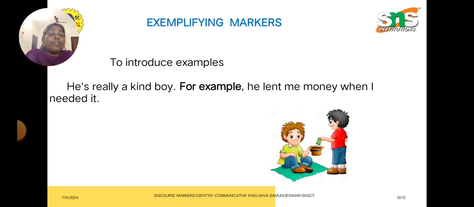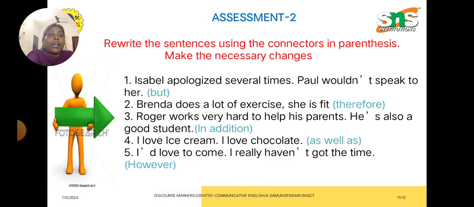And exemplifying markers, to introduce examples. He is really a kind boy. For instance, he lent me money when I needed it. So you can use words such as for example, for instance. These are all words that can be used as exemplifying markers.